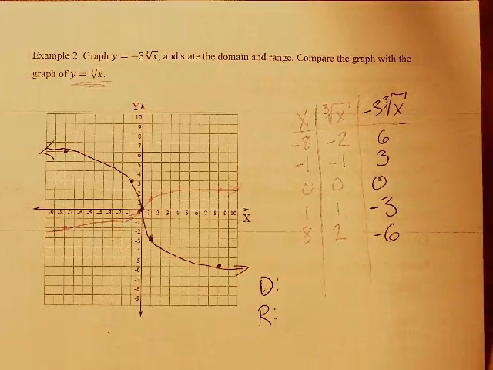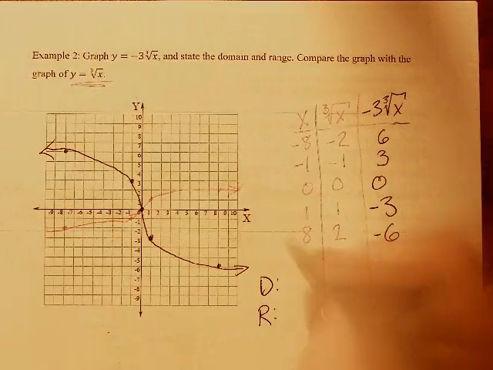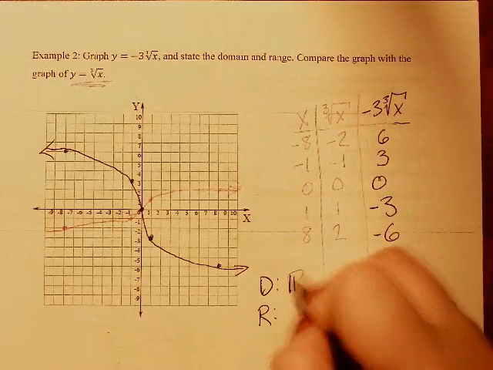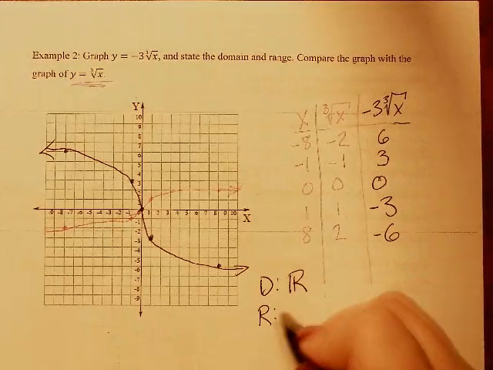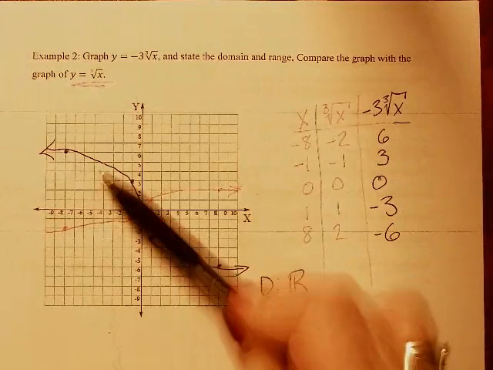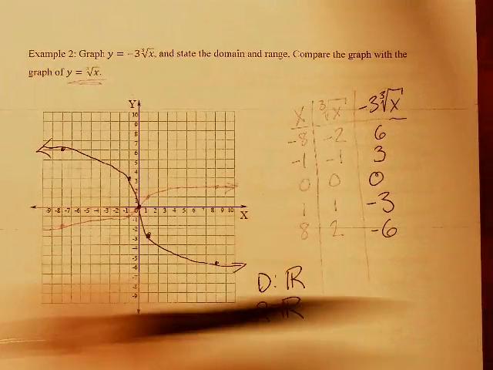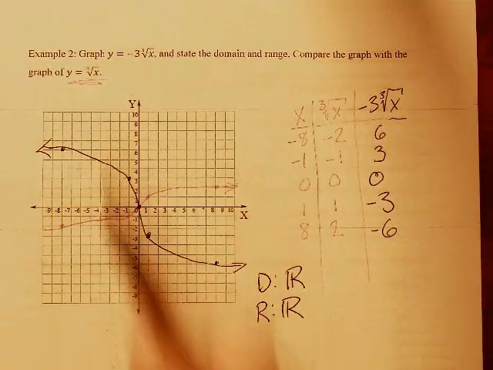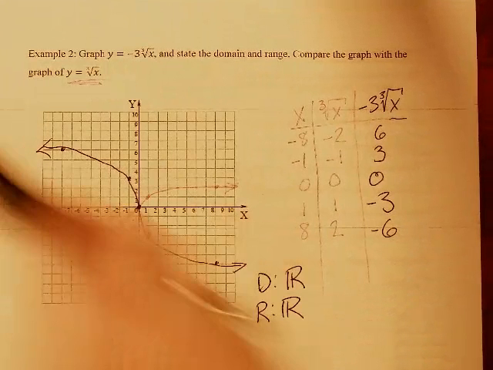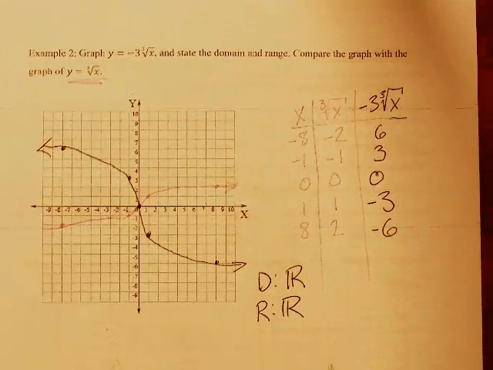So our index is odd, so our domain is all real numbers, and our range is all real numbers. And if you look at your graph, it goes on forever this way, it goes on forever this way, it goes on forever up. If you go out far enough, it's going to go that way, and same with down. So our domain and range are both all real numbers.